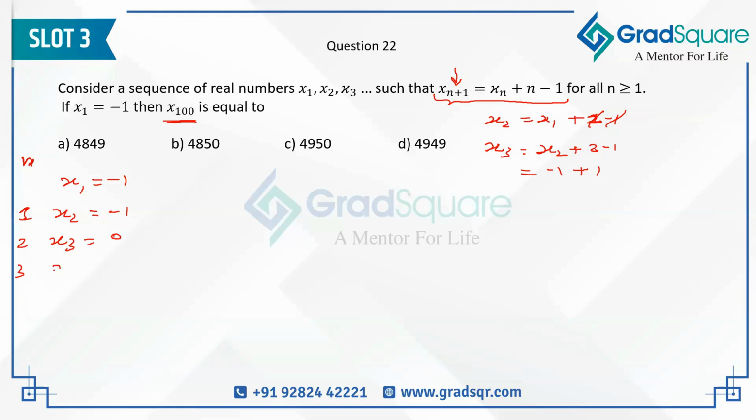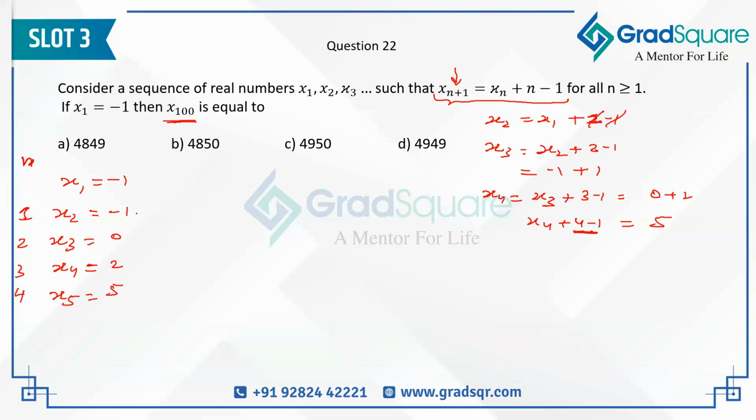Let's look at the next value. Put the value of n as 3. You will be able to get the value of x4. x4 will be x3 plus 3 minus 1. x3 was 0, and 3 minus 1 is 2. So x4 is turning out to be equal to 2. Let's look at putting n as 4. So I will be able to get x5, and x5 will be x4 plus 4 minus 1, which is 3, and x4 was 2. So this is turning out to be 5.